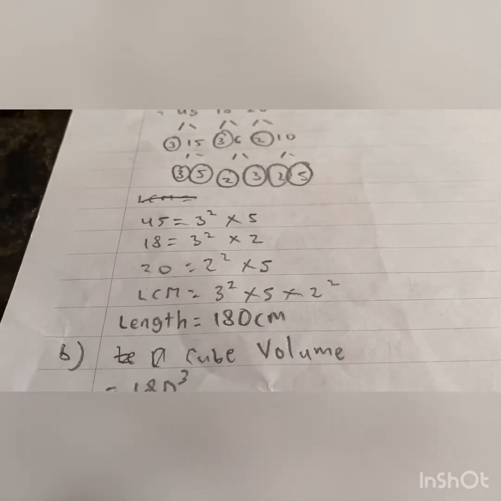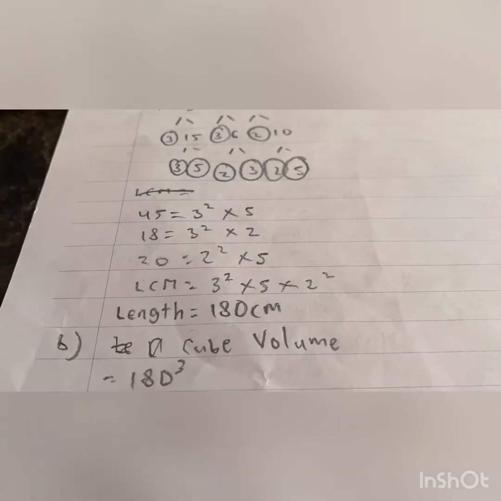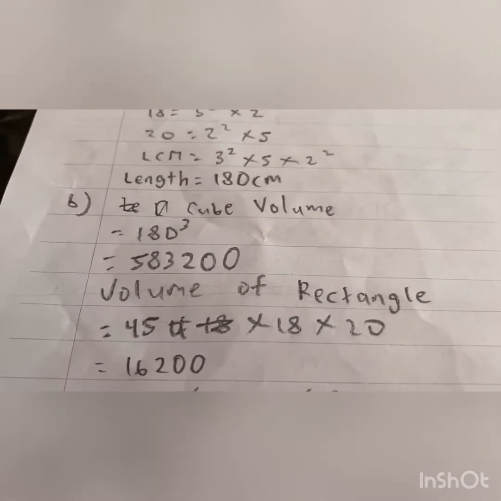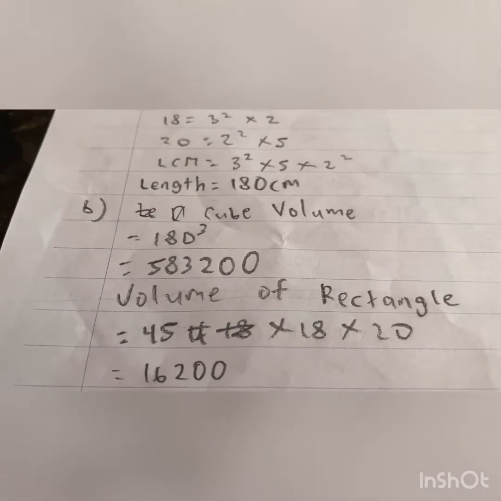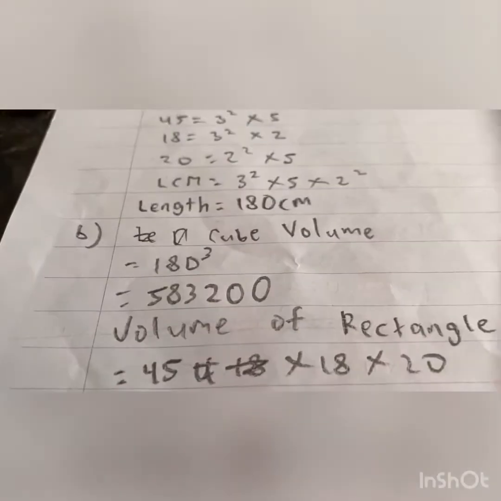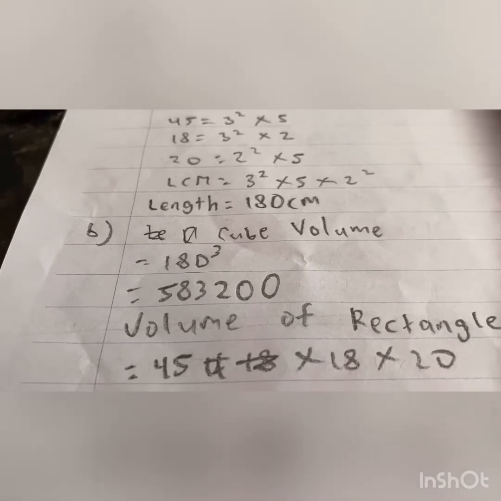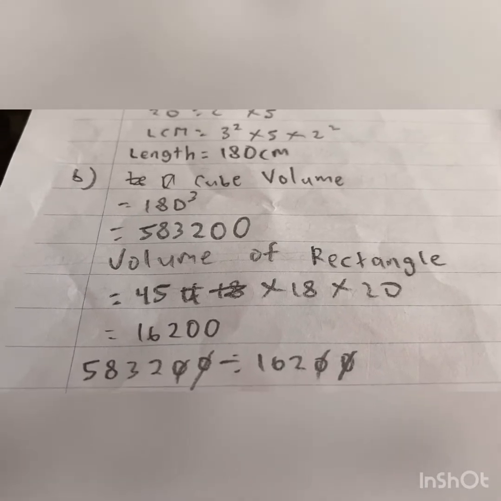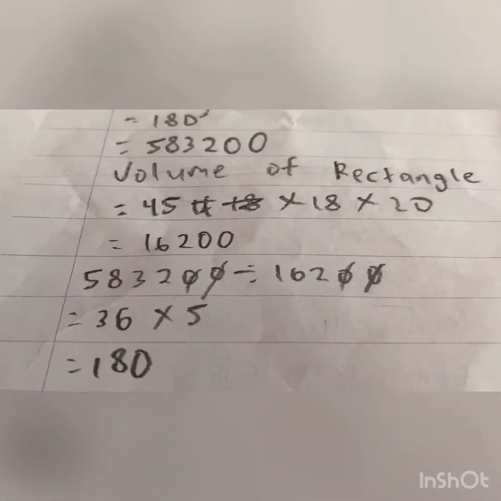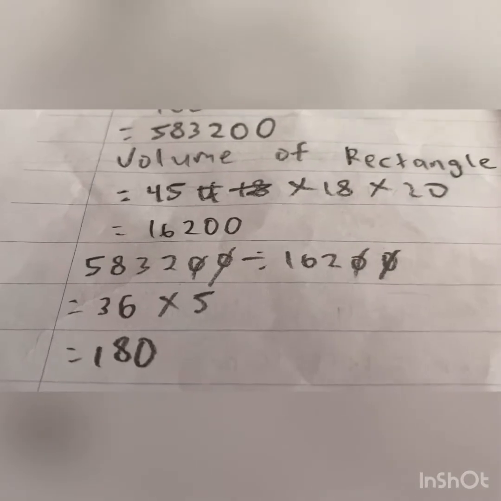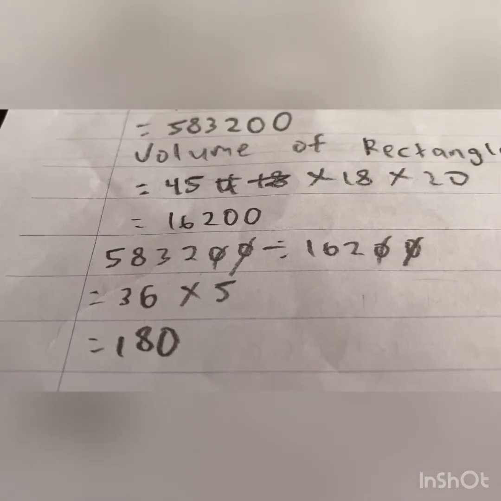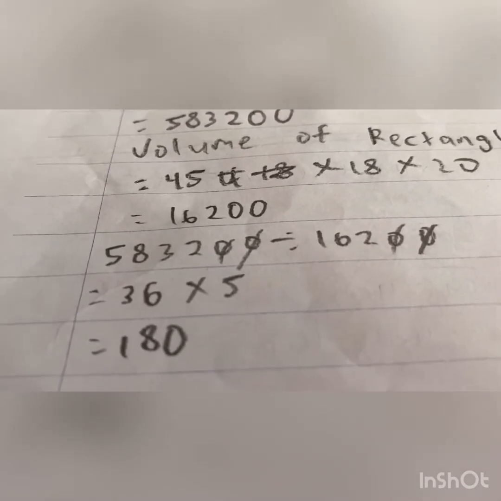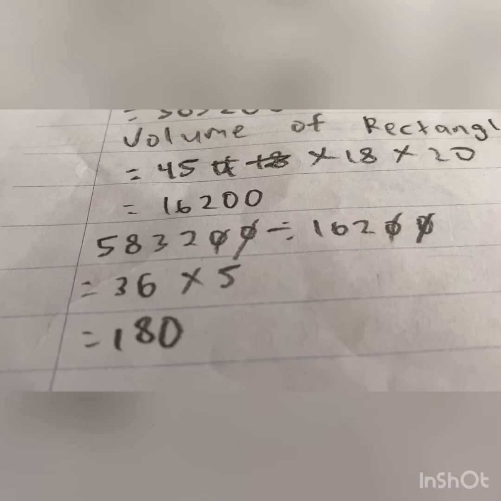First, we have to find the difference between the cube that needs to be found and the original block. As you can see here, I did it by doing the cube volume, which is 180 cubed, which is 583,200. So the volume of the rectangle is 45 times 18 times 20, which is 16,200. And the difference is 583,200 divided by 16,200, which is 36. Then since they're asking us to find 5, we have to multiply by 5 to get the answer. So the answer will be 180 centimeter.